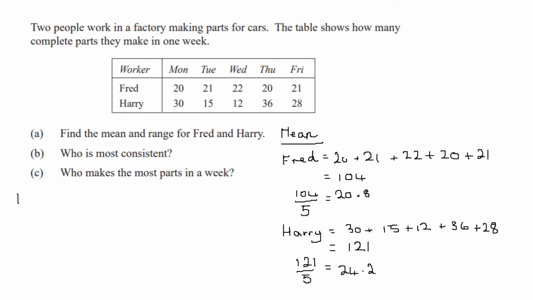Now let's work out our range. So let's have a look at Fred. So the most parts that Fred makes in 1 day is 22, and the fewest he makes is 20. So Fred's range is 2.